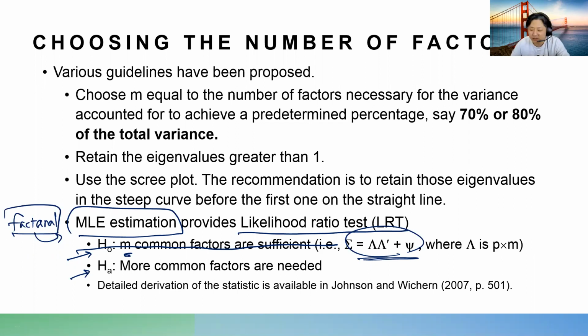Okay, but I think that generally we use these three criteria. I don't see any research that used this approach. So when you decide your number of factors, you need to look at the total variance, eigenvalue, and scree plot.